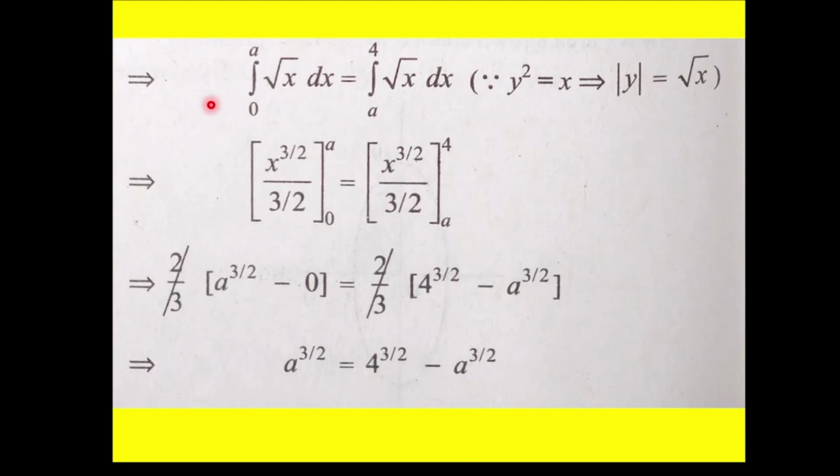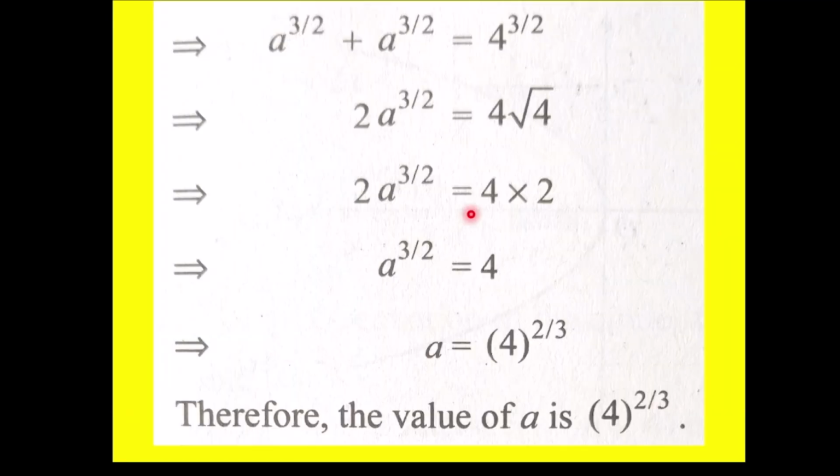If we make them equal, then using integration on both sides and upper limit minus lower limit, we get an equation like this. So a to the power 3 by 2 is shifted to this side in the next step. So twice a to the power 3 by 2 equals 4 root 4, which means 2, and then a to the power 3 by 2 is 4. So a is equal to 4 to the power 2 by 3, and this is the required answer for a.